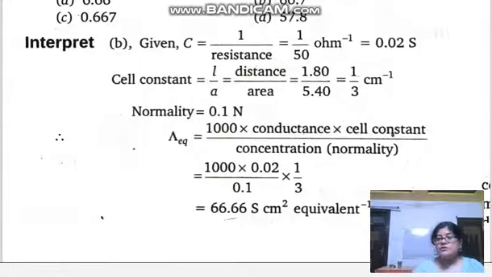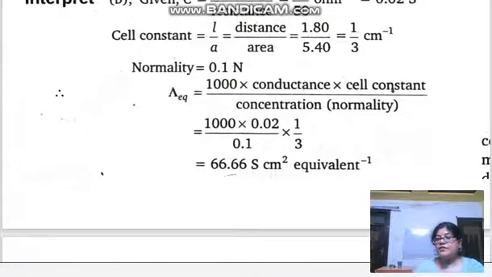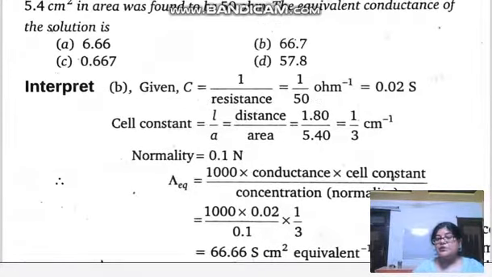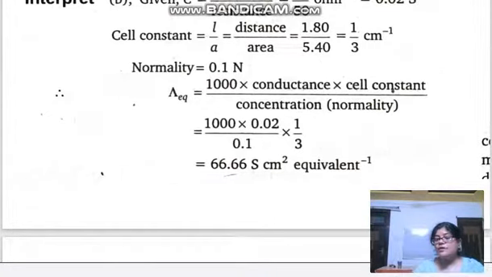So this is the formula for equivalent conductivity: 1000 into conductance into cell constant, divided by the concentration in normality. So we put everything in and we get the answer. Now the unit here you can easily see is Siemens centimeter square, and as it is equivalent conductivity, we write per equivalent. If it is molar conductivity, then we write per mole.